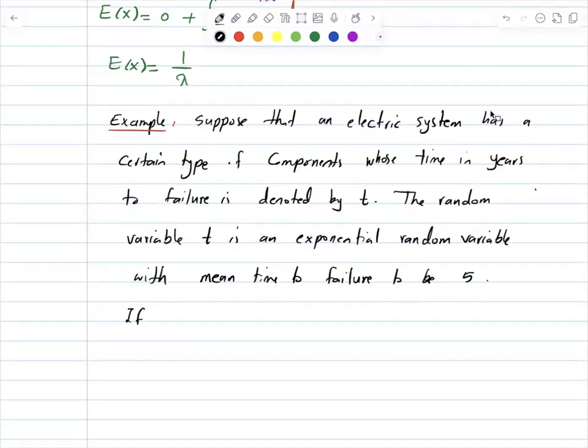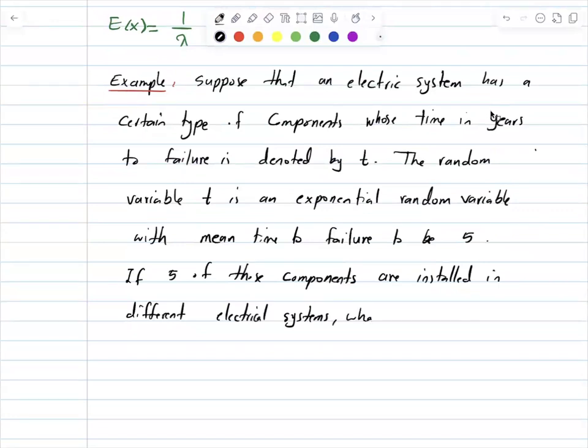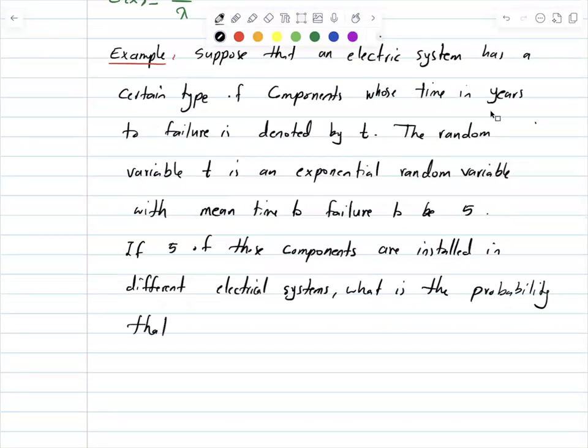The question is, if 5 of those components are installed in different systems, what is the probability that at least 2 of them are still functioning at the end of 8 years?